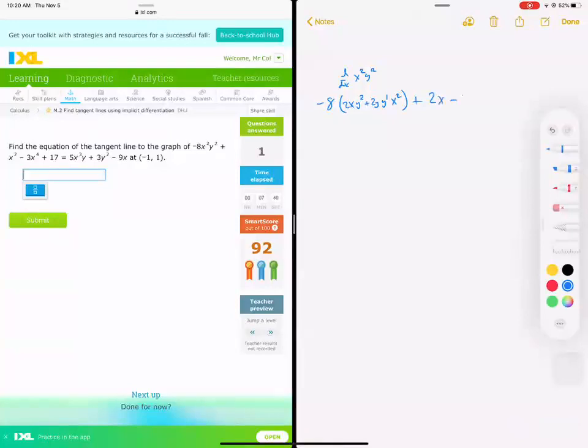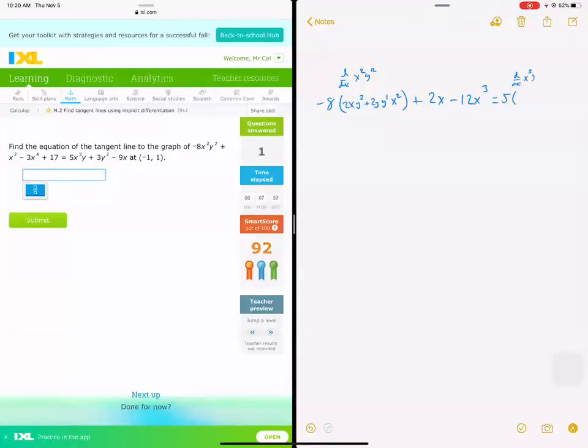2x minus 12x cubed plus 0 equals, oh, this is so long, 5 parentheses. I'm going to take the product rule of x cubed y. So derivative of the front, leave the back alone, plus the derivative of the back, leave the front alone. And then the derivative of 3y squared is 6y, y prime, minus 9.